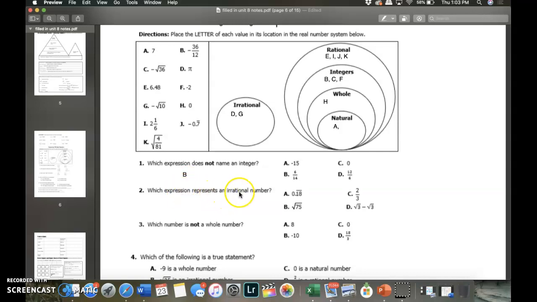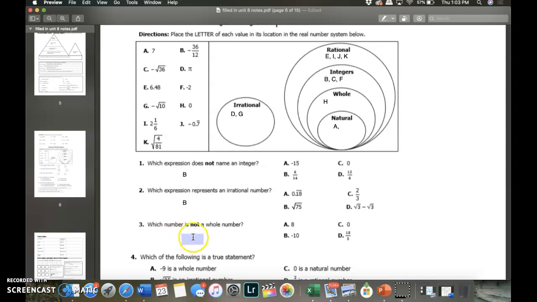Number 2, which expression represents an irrational number? So irrational is going to be either a square root of a non-perfect square that we can't answer, or pi. Okay, so this repeats, because it's repeating, it's rational. This is a fraction, ratio, rational. And then D says the square root of 3 minus the square root of 3. Well, that's irrational, this is irrational. But what happens when we take anything and subtract it from itself? 2 minus 2 is 0. 20 minus 20 is 0. So anything minus itself is going to be 0. So 0 is actually rational. Remember, we classified it as a whole number. But the square root of 75, I cannot solve, so that is going to be my irrational answer.